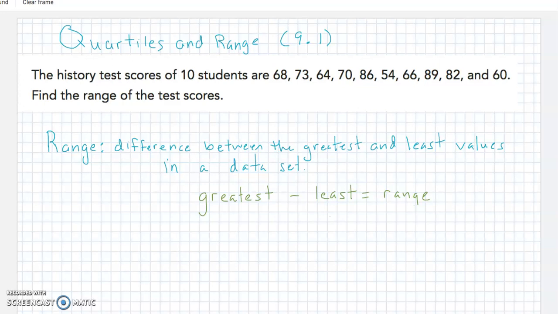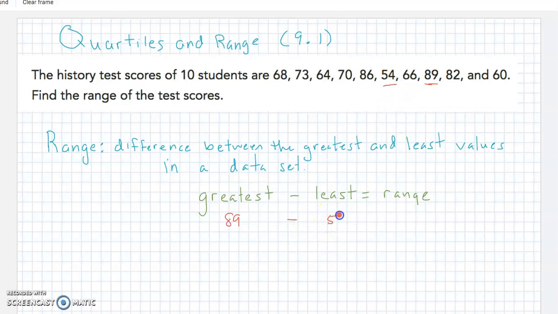So what we have to do is find the range of the test scores. Now, the range is the difference between the greatest and the least values in a data set. So if I take the greatest number and subtract the smallest number, that gives me the range. So in this example, we have to find the highest number, looks like it's going to be 89. That's the greatest number, 89, and we subtract the smallest number, and that looks like it's a 54.